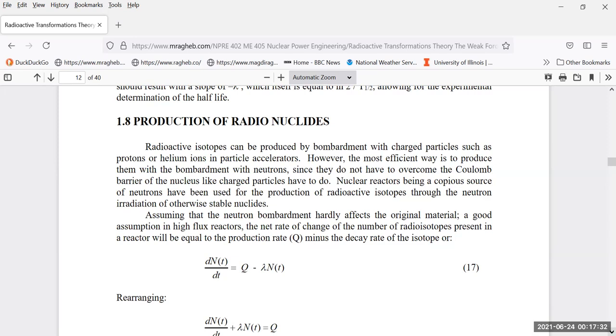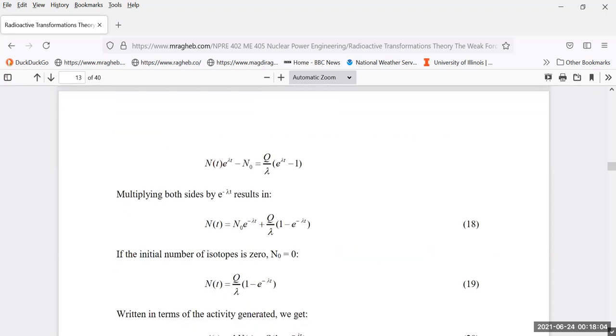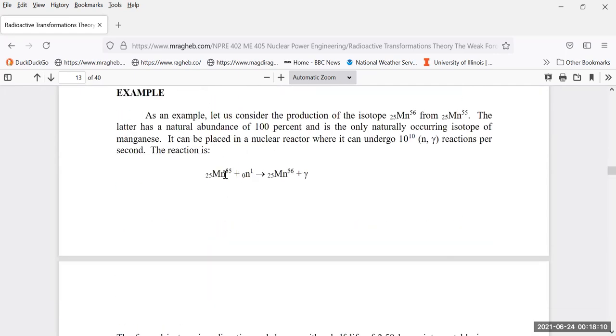billions of years. How do we produce radionuclides? So I said this is using neutrons. So you place a material in a nuclear reactor, and that is the rate of formation of the isotope that are being absorbed in the material minus the decay itself of the material. So if you solve that equation, you end up with a curve that looks like a sigmoid. It grows up, and I'll show you the curve without going through the detail. An example though is producing manganese 56 from manganese 55 by irradiating it.